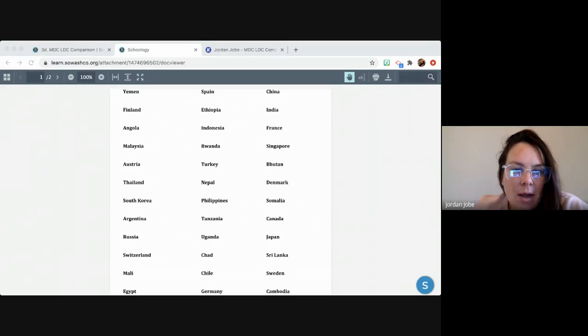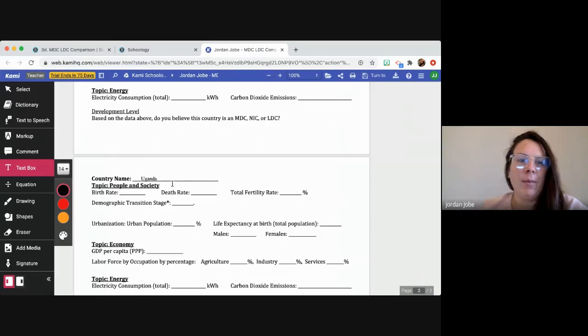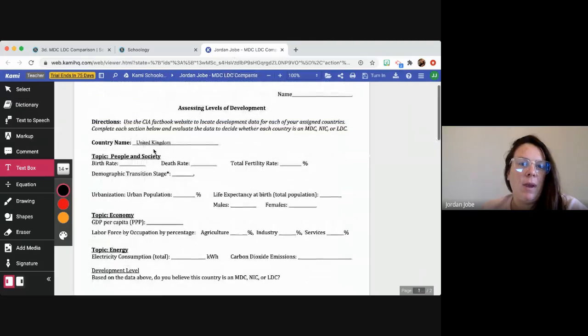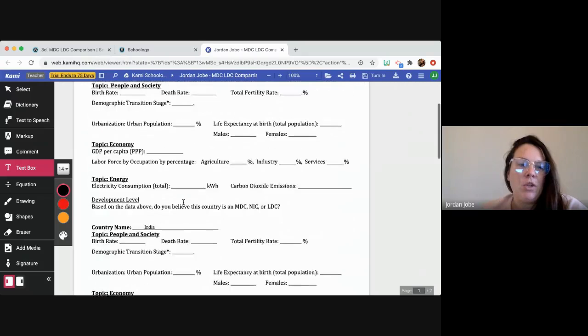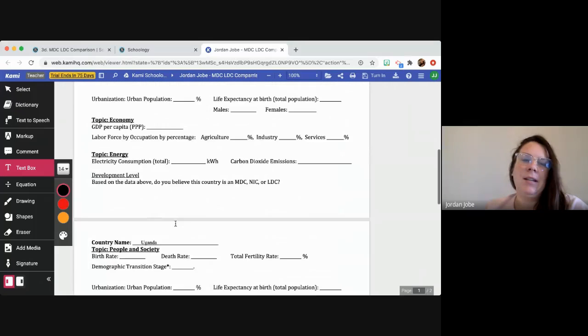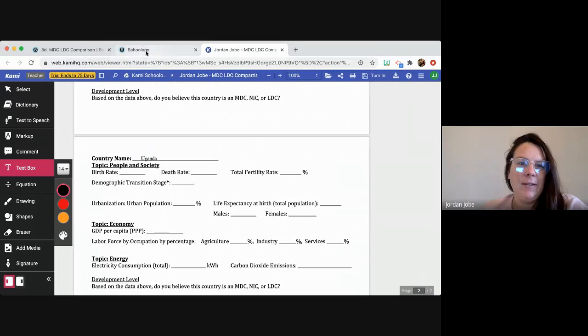Once you have your NIC country and your LDC country on your sheet, can I get a thumbs up? Okay, I got like 2. Again, if you have a country that you want to take a look at that's not on that list, that's totally fine. We are doing the first one together, so everybody's top country here should be United Kingdom. Then you get to choose a country that you think is an NIC and a country that you think is an LDC.